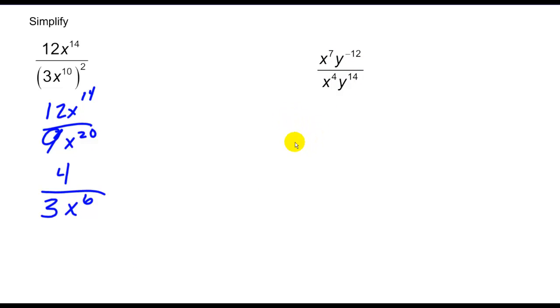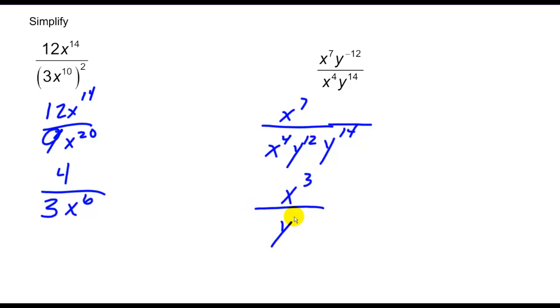Here I'm going to clean this up first. I have x to the 7th over x to the 4th, y to the 12th, because I took the reciprocal and made the exponent positive, y to the 14th. Now wherever I multiply, I'm going to add the exponents. Wherever I divide, I'm going to subtract. So I have x cubed over y to the 26th.